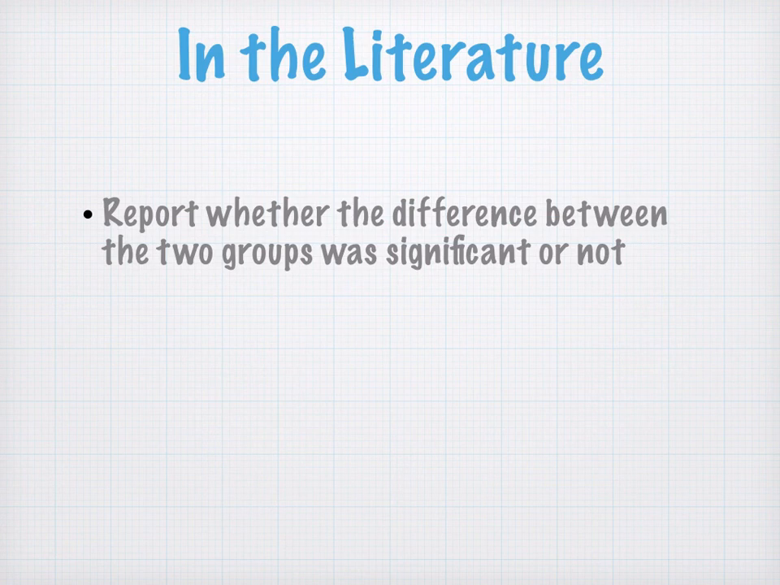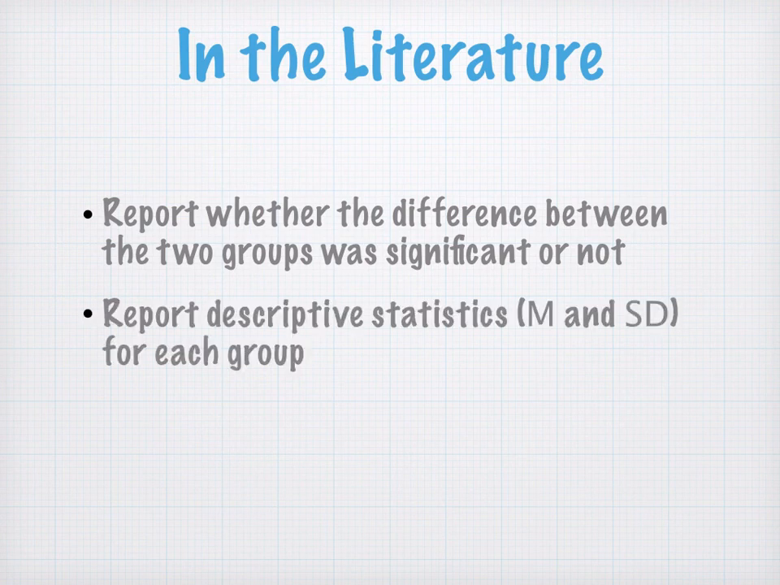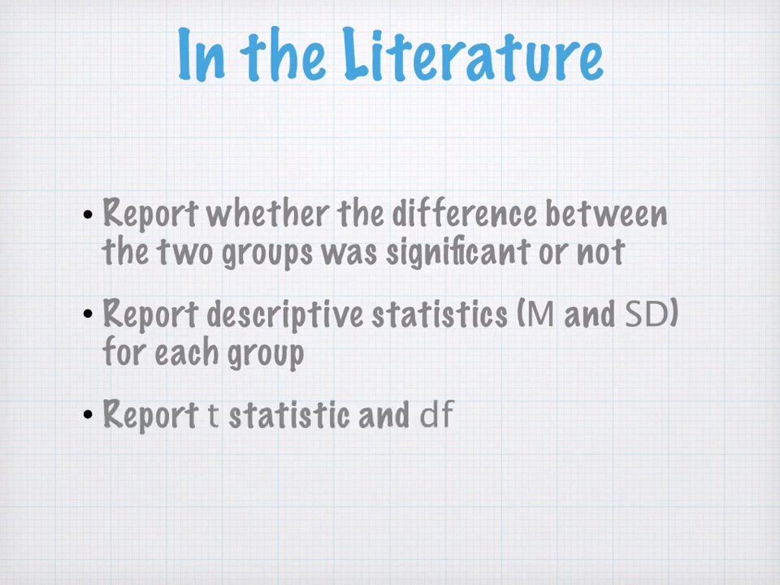So when they looked at the inverted faces versus the upright faces, they saw that there was a difference, and they noted that. They reported the descriptive statistics. They gave us both the mean and the standard deviation for each group, and they gave us the inferential statistics, the t statistic and the degrees of freedom.